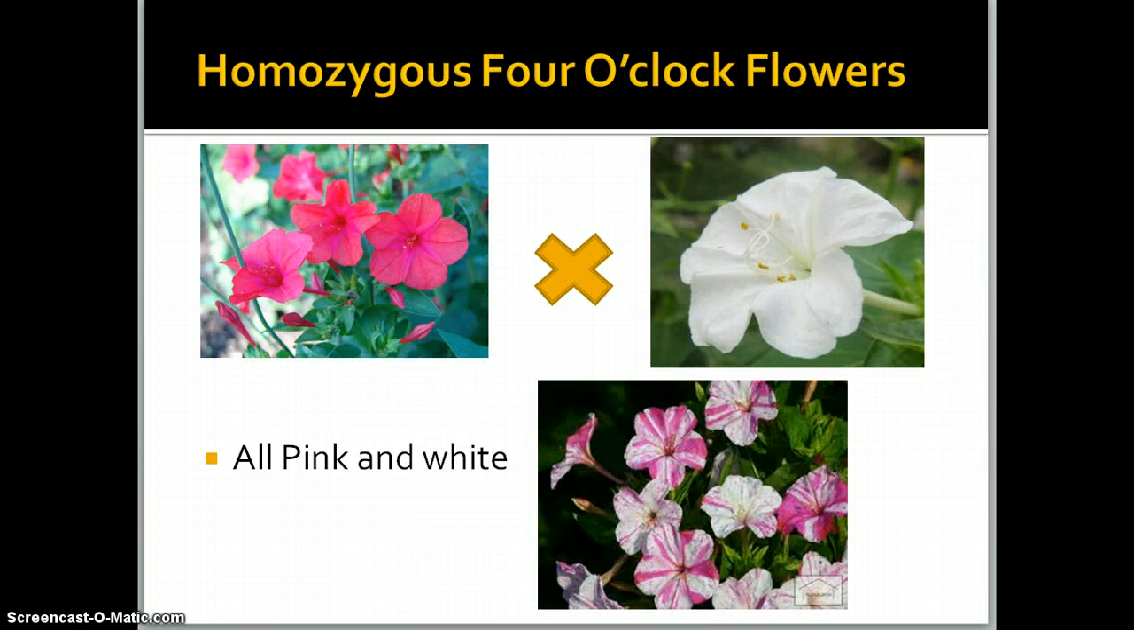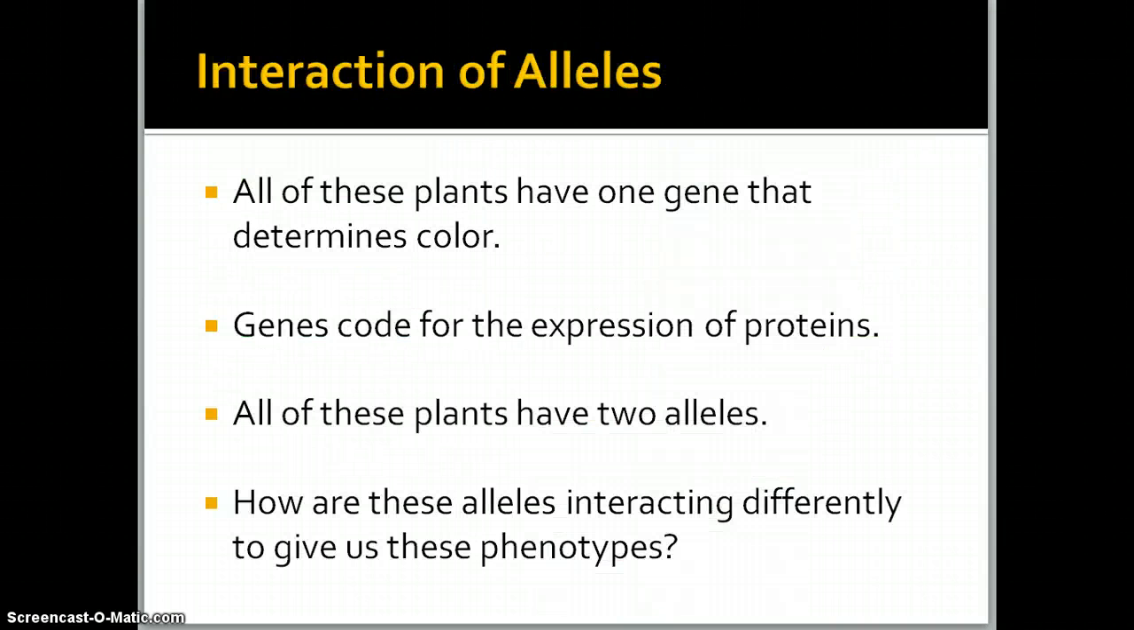You cross two homozygous four o'clock flowers. One is pink, one is white, and all of the offspring turn out to be both pink and white. So today we're going to be going through how these possible crosses could happen.